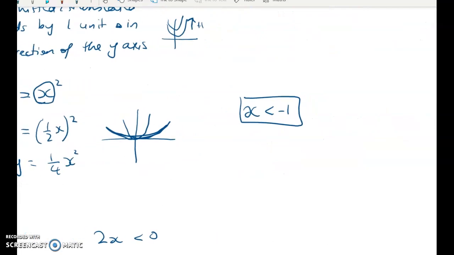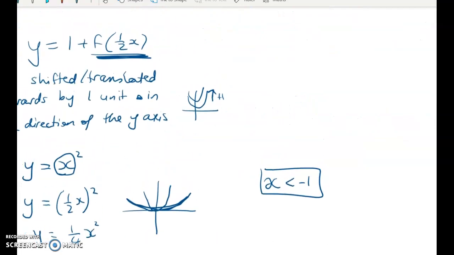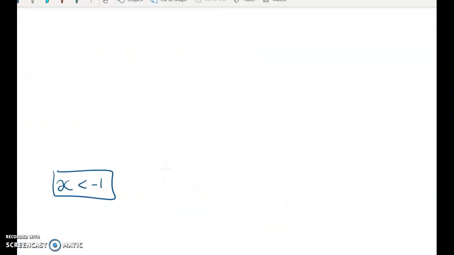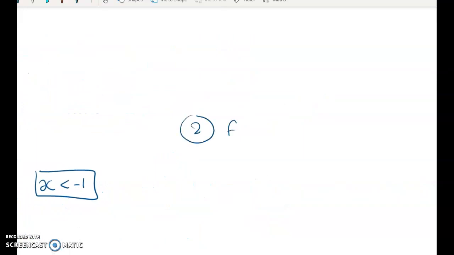All right, so what we want to say here is that the second change, so the first change was shifting up 1. So the second one is that the function is stretched. And then we have to talk about the stretch factor. So it's stretched by a factor.